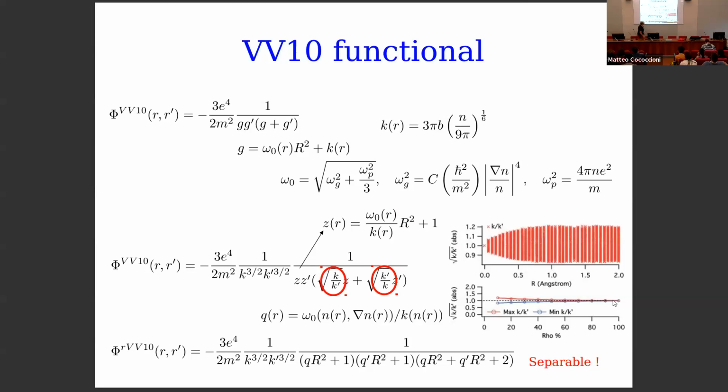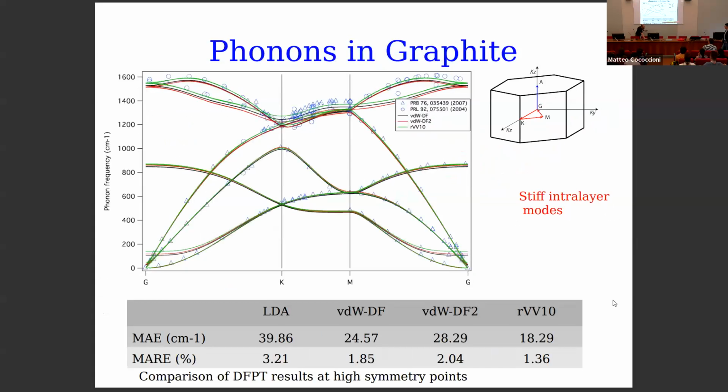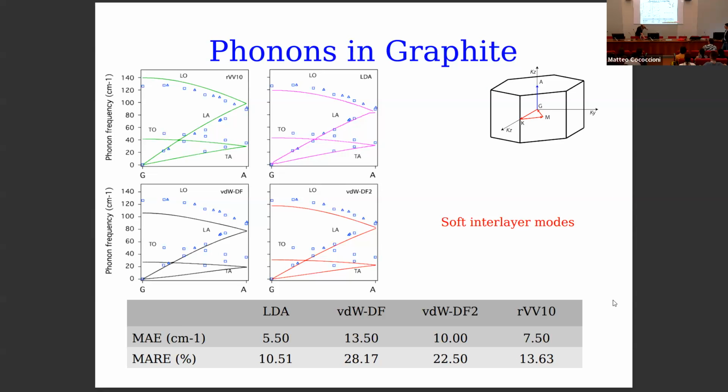And okay, there was an extra problem when dealing with VV10 because the kernel has a different shape, which is actually simple, but it's not true anymore that density and gradient enter in a combined way. So we need to do some trick, but we made it, so it's working. And then we have the revised VV10, which is a modification that is basically equivalent to the original VV10. We use it for phonons in a few systems, in particular graphite, and we are able to describe reasonably well the very soft modes between the layers.